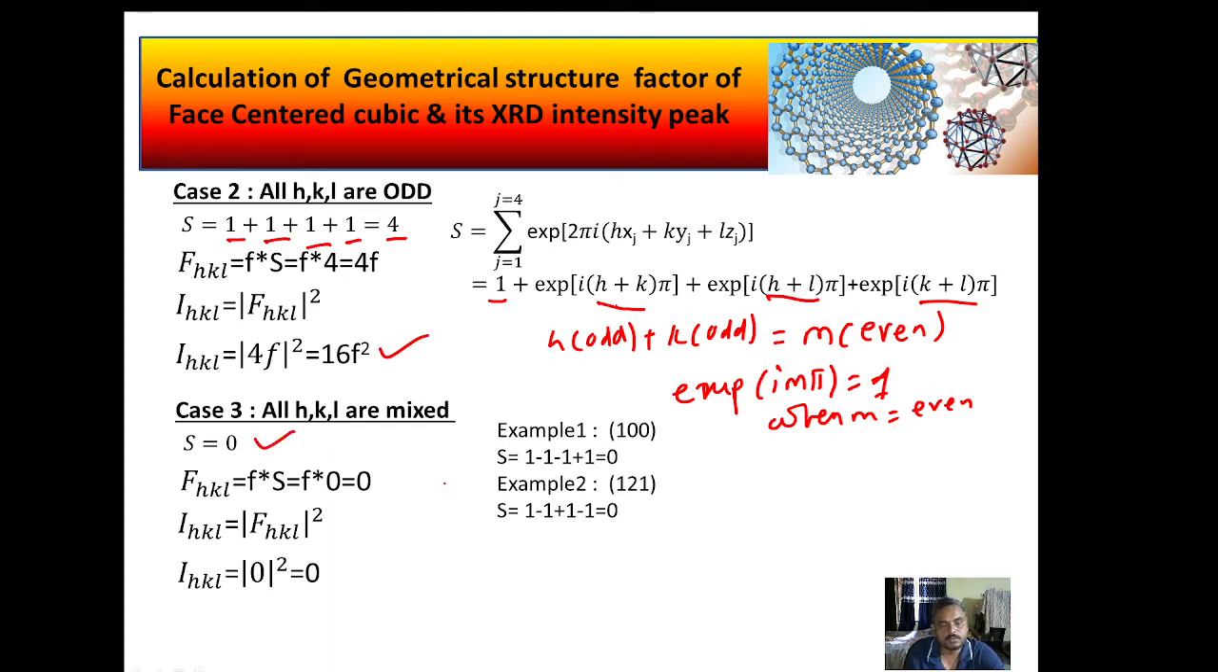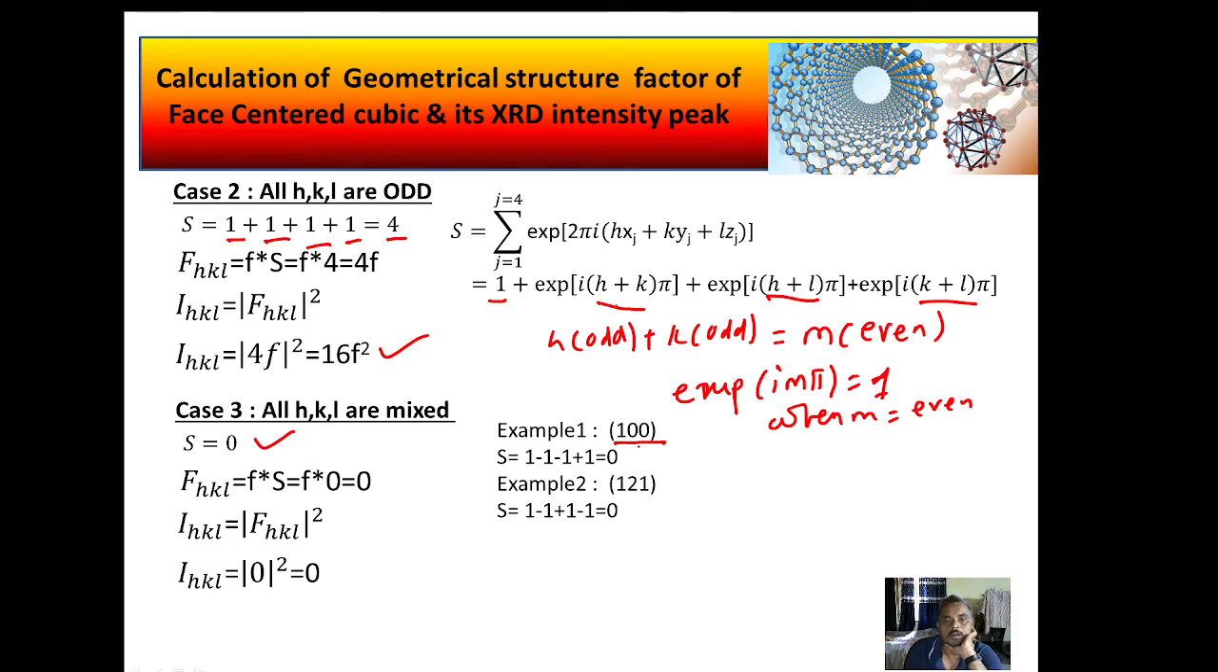Okay, in this case what will happen, in the S factor there will always be two positive, plus 1 plus 1, and two minus 1. Okay, so the addition will be 0. So we can take one example. For example, let me take HKL as 1 0 0. You see 1 is odd and 0 0 are even.